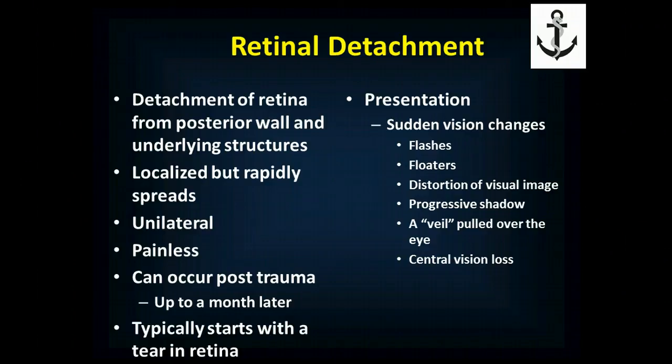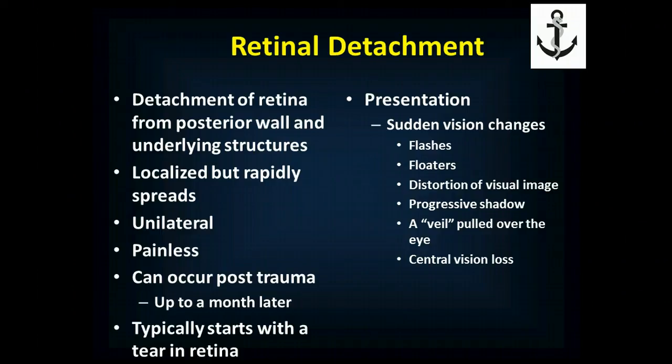So flashers and floaters are the big things. These people see flashes of light as the retina pulls off the wall. That traction is what's thought to cause the flashes. And then the floaters are small bits, either of retina or blood or other things in the posterior chamber that are now in the visual axis. So if somebody has a sudden increase in flashers and floaters, that in and of itself should trigger alarm bells in your head for retinal detachment.